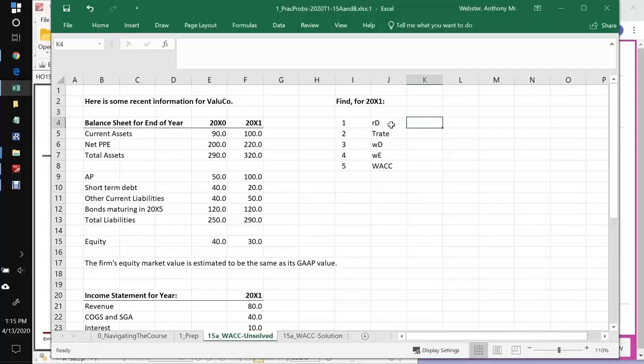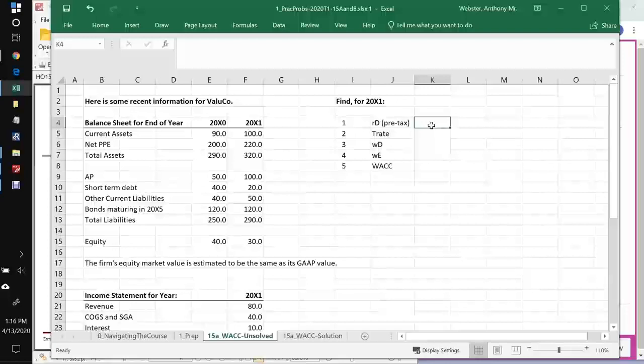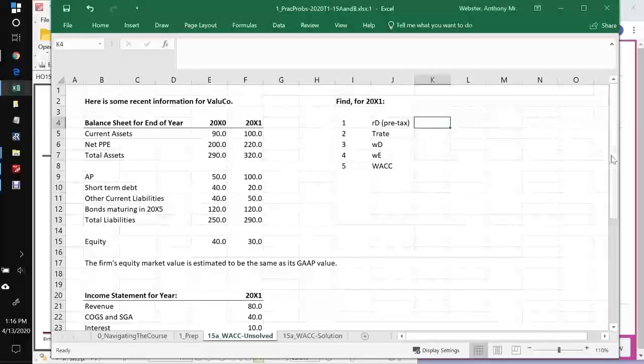So RD is going to be the pre-tax cost of debt capital, and let's put pre-tax in there just to be clear. Heads up, there might not be pre-tax on the in-class assignment and the homework if I've got them laid out exactly like this, but it's assumed to be pre-tax if we don't say post-tax. Okay, so RD, all we've got here, how can we get RD?